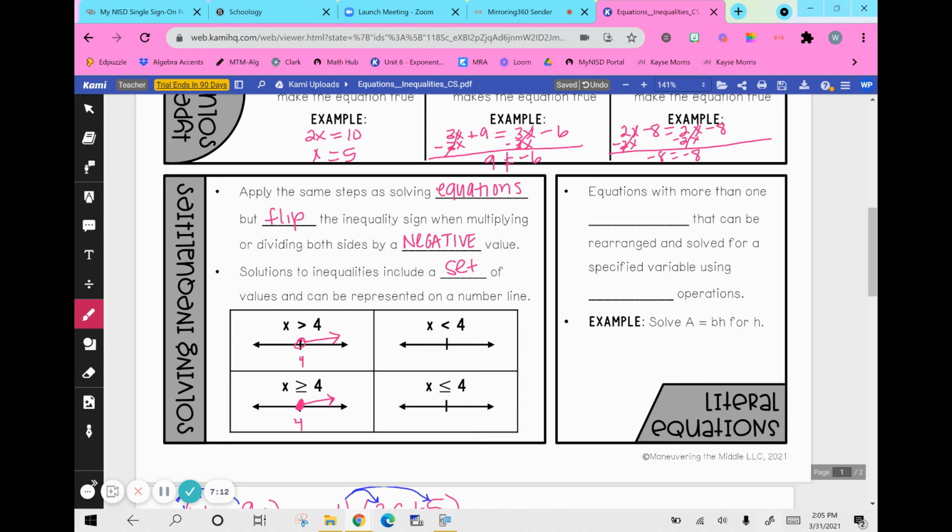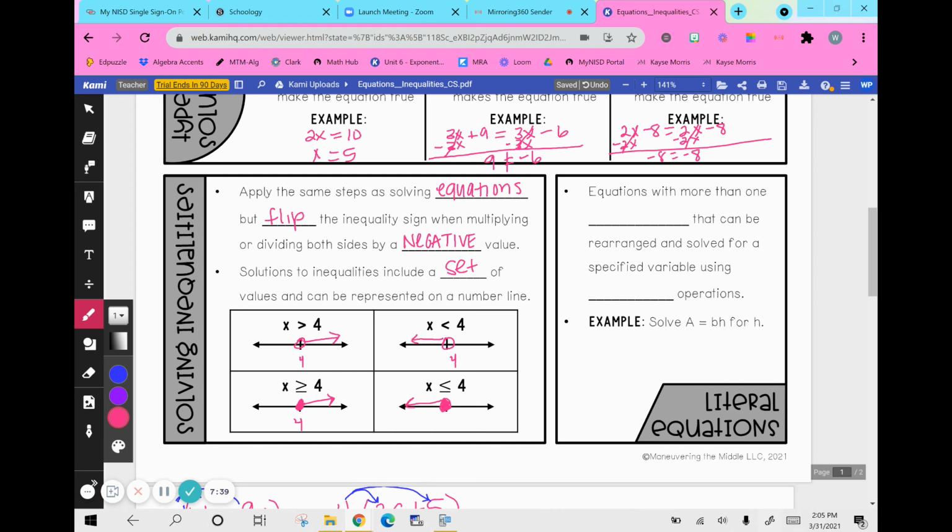For x is less than 4, again, that's not included because it doesn't have the line underneath, so that's going to be an open circle, and we're going to the left. We would put a 4 there. I guess I should have drawn that arrow on the top like I did the others. And then x is less than or equal to 4. Now we're including it, so we can have a solid dot, and we're going to the left.